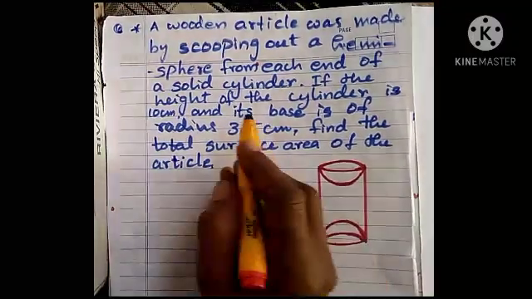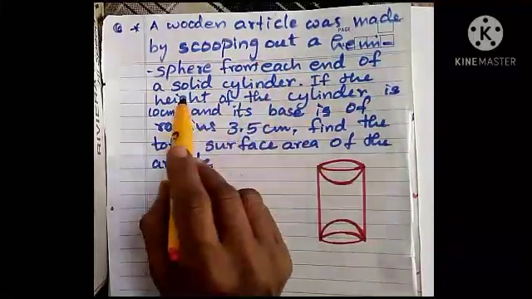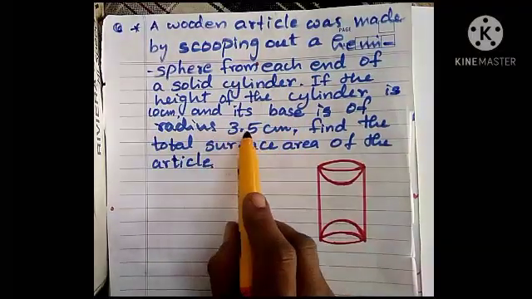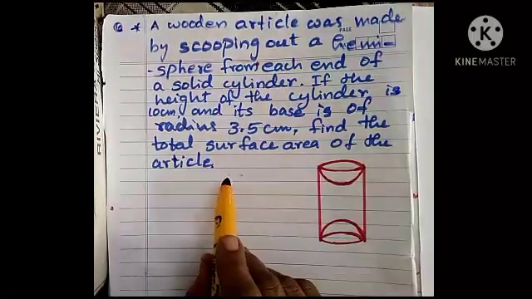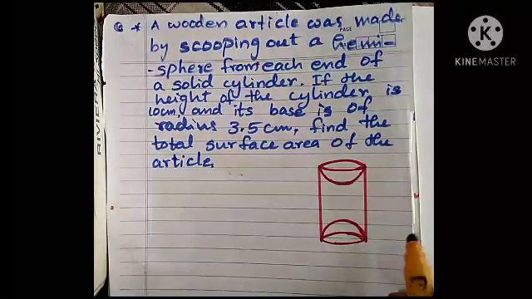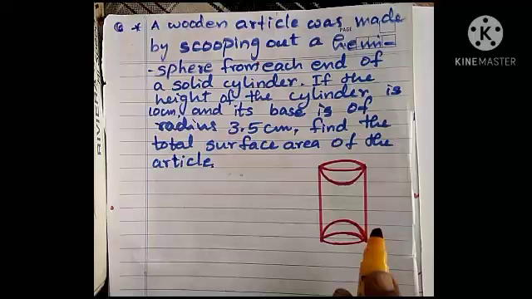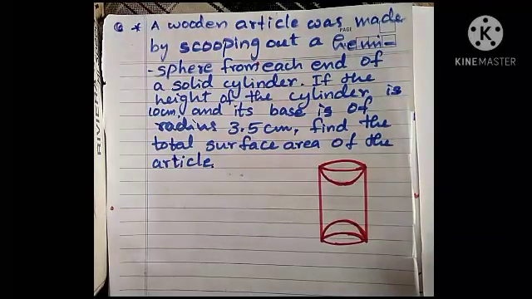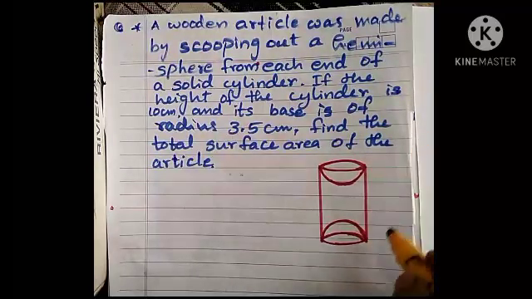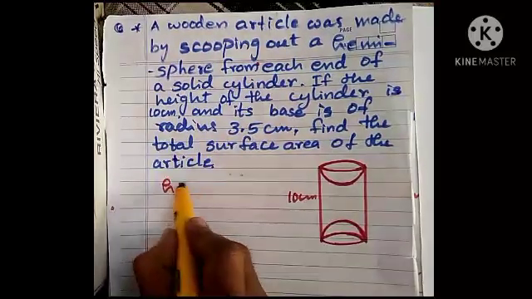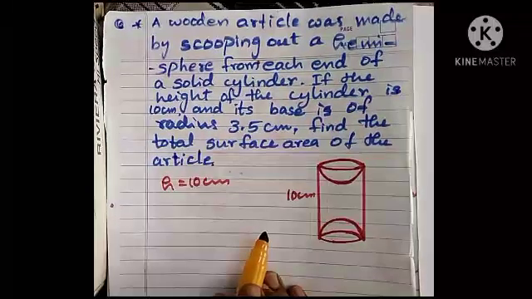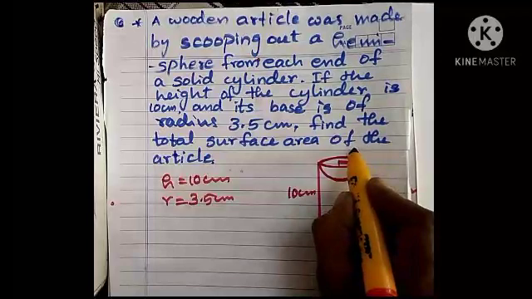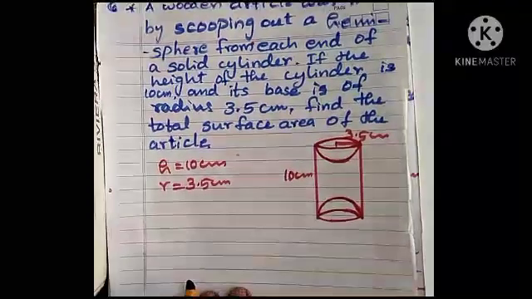Next question is, a wooden article was made by scooping out a hemisphere from each end of a solid cylinder. If the height of the cylinder is 10 centimeters and its base is of radius 3.5 centimeters, find the total surface area of the article. Okay, so what is given? A wooden article made by scooping out a hemisphere from each end of a cylinder. So you can see a cylinder here. From both the ends, the hemispheres are taken out. Now, the height of the cylinder is given. What is that? 10 centimeters. Here, h equal to 10 centimeters we can write. And its base is of radius 3.5. So, radius is also given. What is that? 3.5 centimeters. Here you can mark that radius 3.5 centimeters. Find the total surface area of the article.